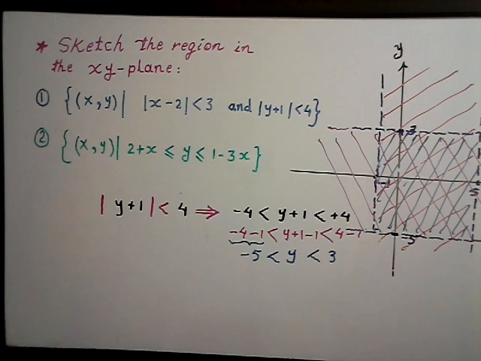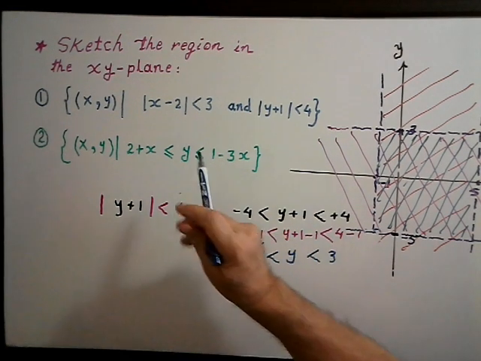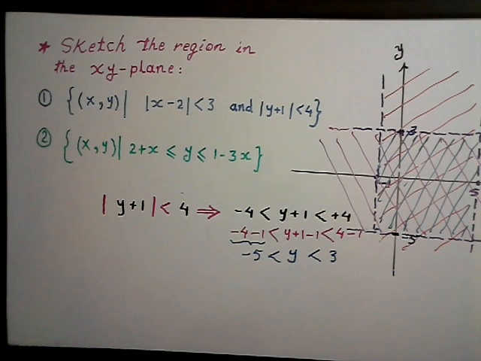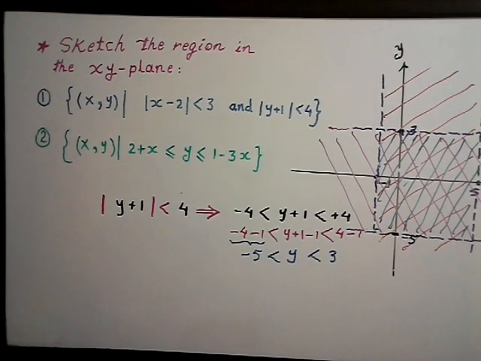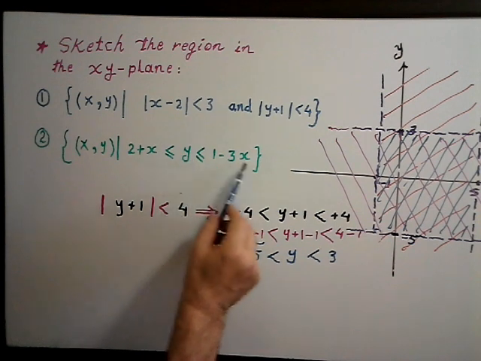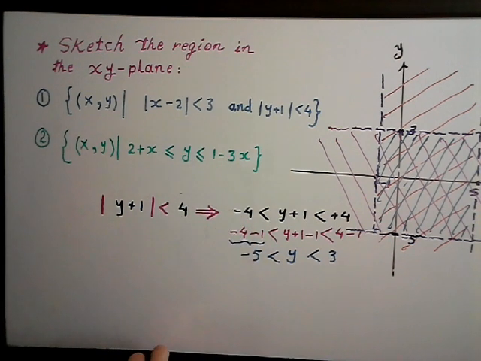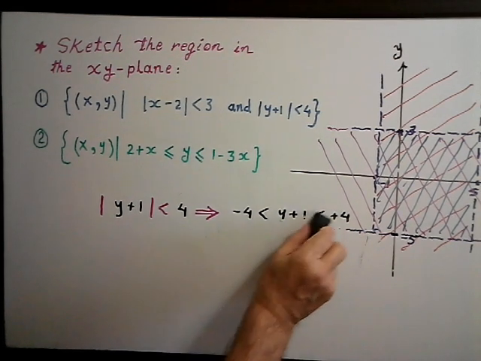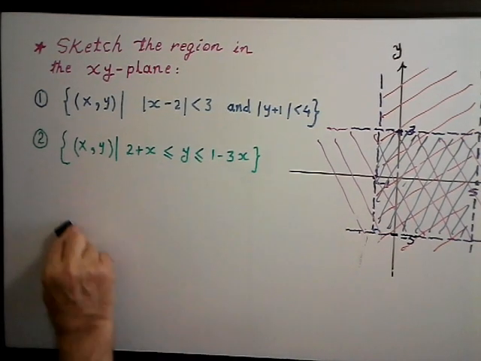For the next equation, it's almost the same, but we see here we have two variables in the same inequality. And here also we have two variables in the same inequality. It will not make a big difference in the way of finding the solution.